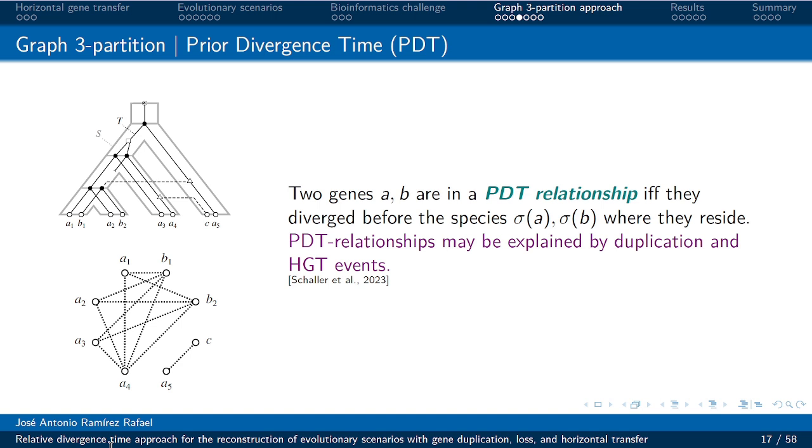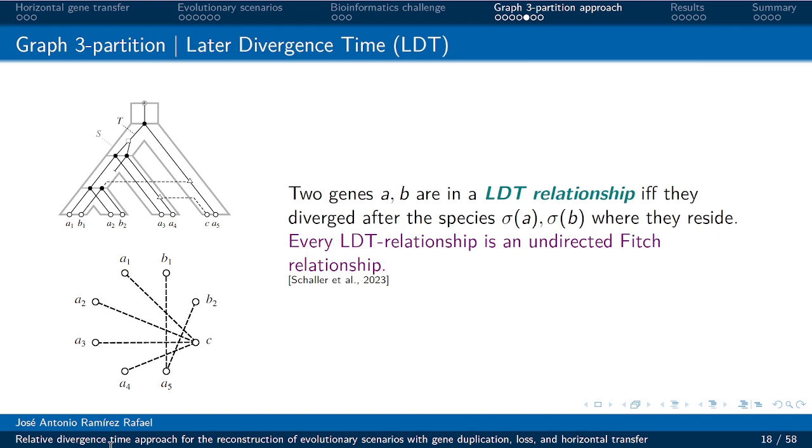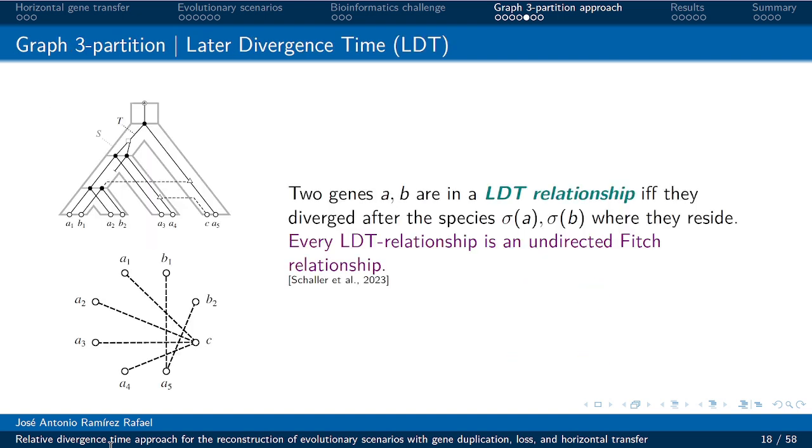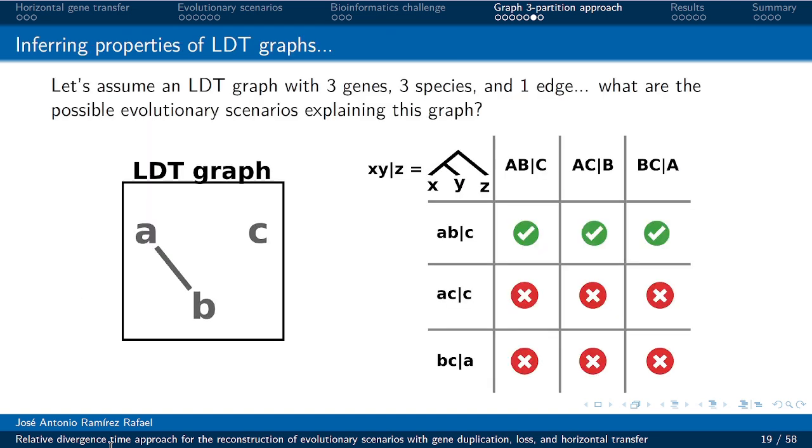Also, we have the prior divergence time for genes that diverge before the species, and we have the later divergence time for genes that diverge after the species. Okay, so as you see, we reconstruct this graph from the evolutionary scenario, but we don't know the evolutionary scenario. We want to reconstruct it. But we can estimate these relationships also from data.